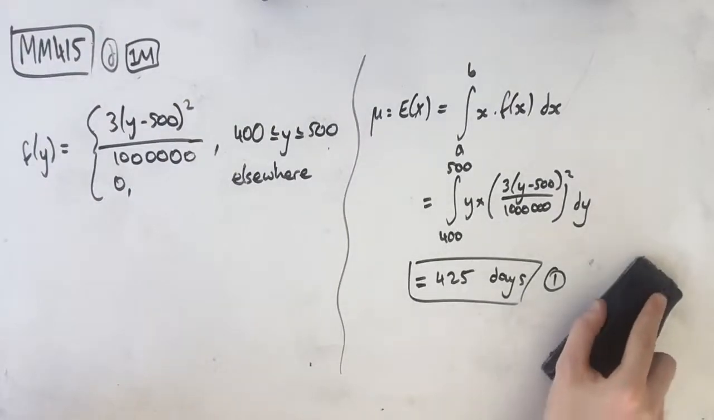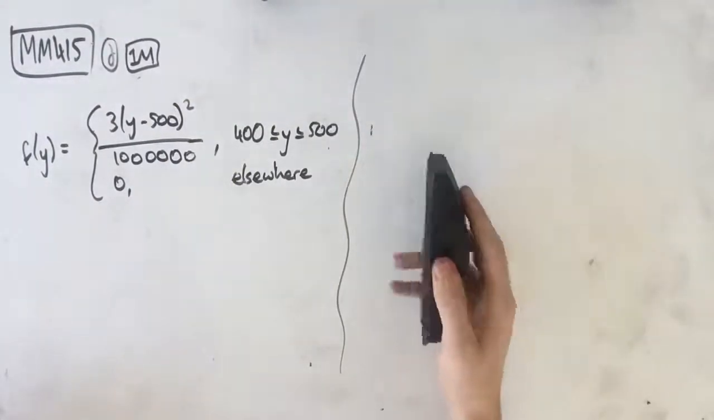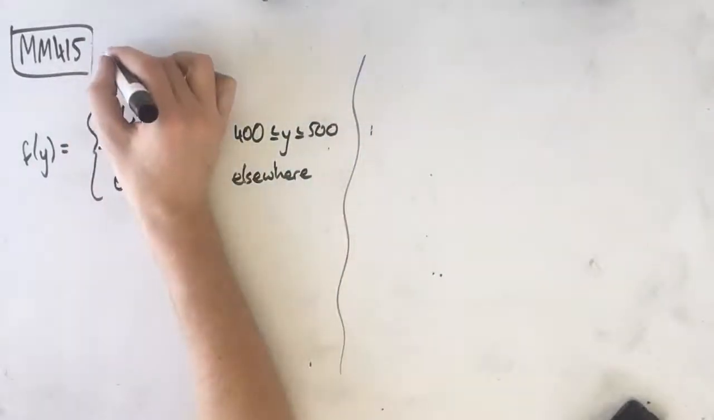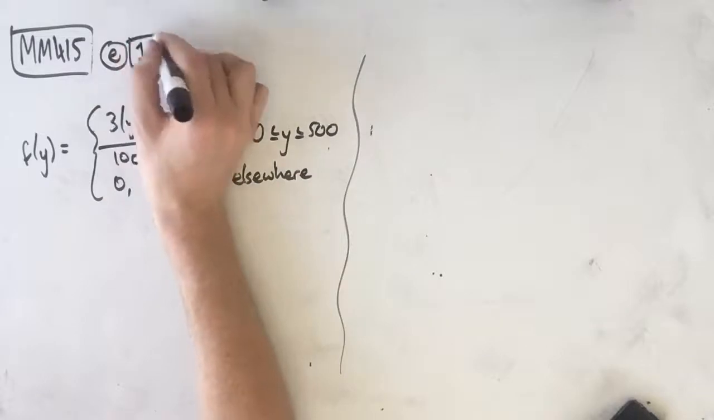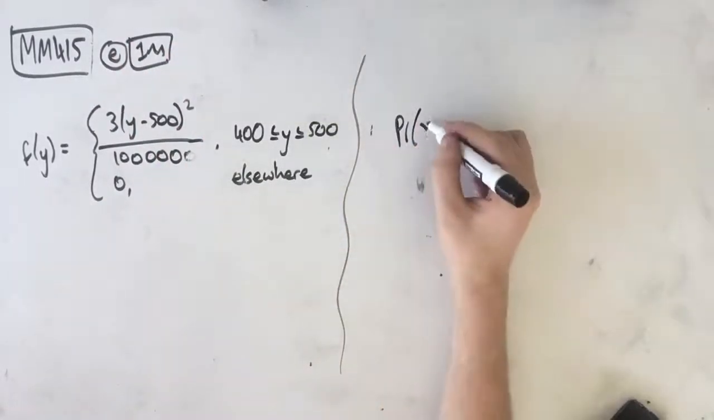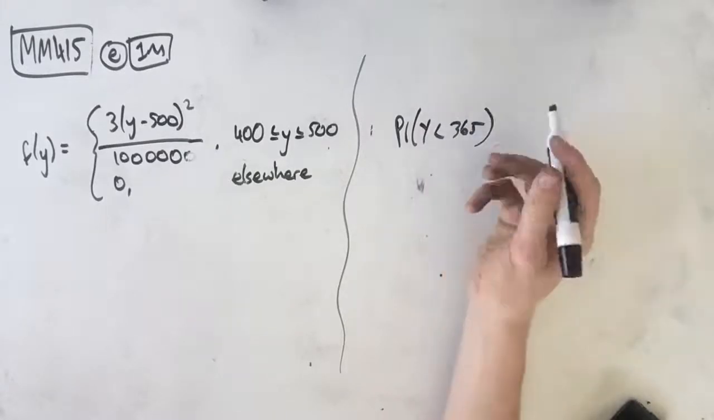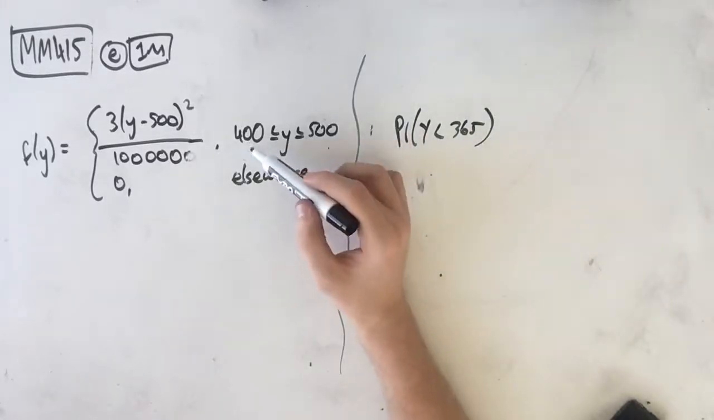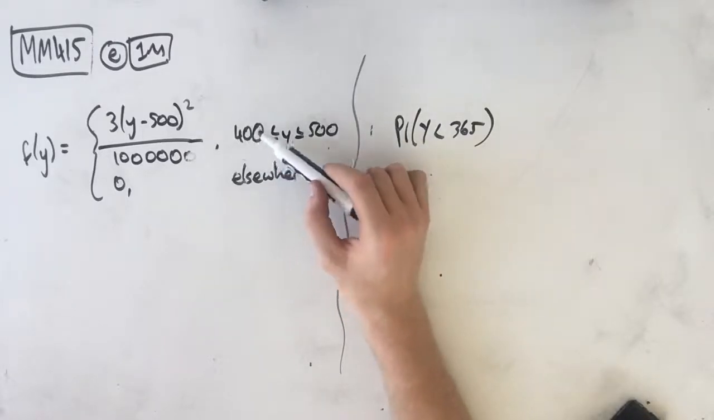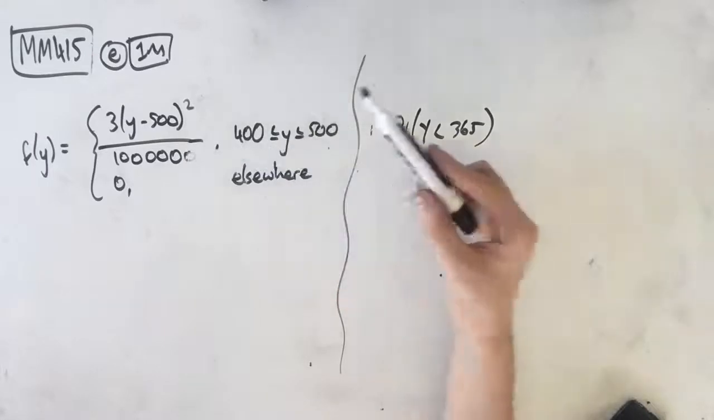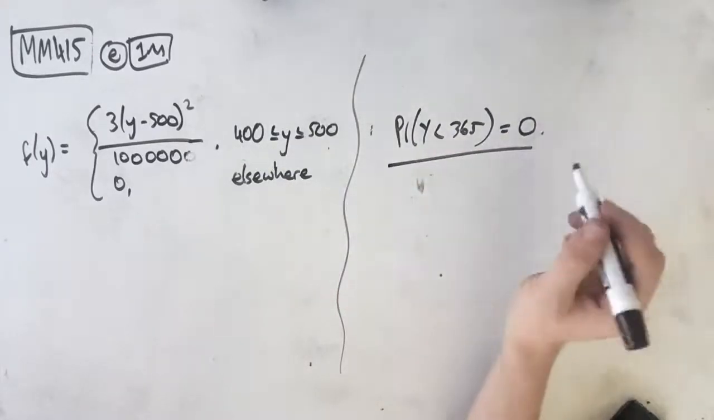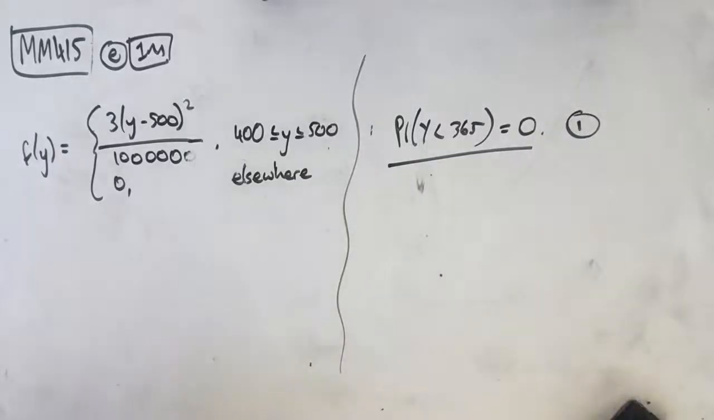It says, what is the probability that any given ePhone 2.0 will have a lifespan of less than 365 days? So a little bit of a trick question. But the key here is we're looking for the probability that y is less than 365. Now, according to this probability density function, an ePhone 2.0 has a minimum lifespan of 400, right? It can't go less than 400, which means that the probability that it's less than 365 is 0. So that's our first and only mark for part E.